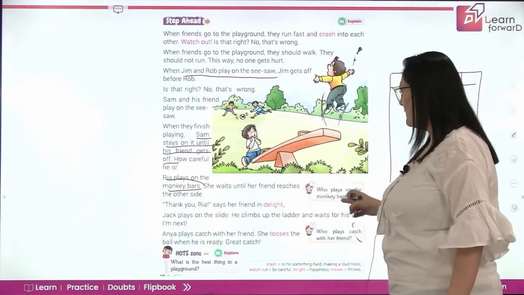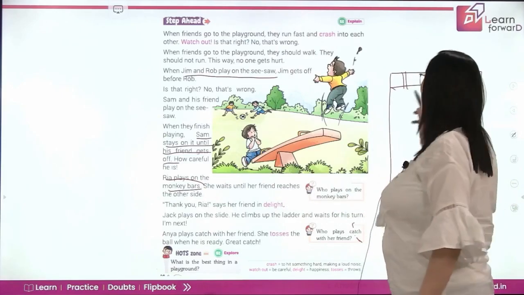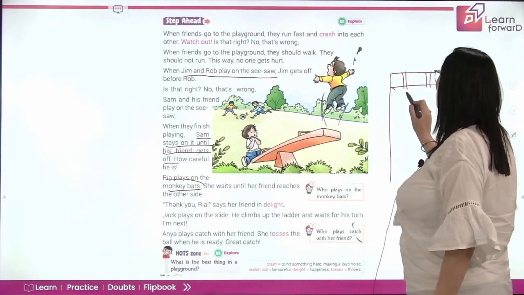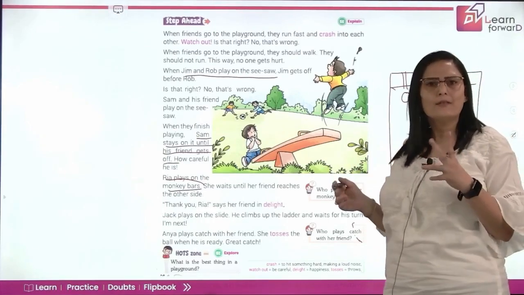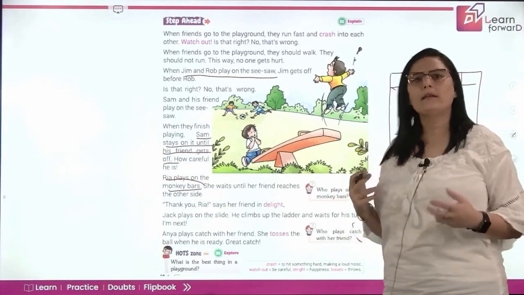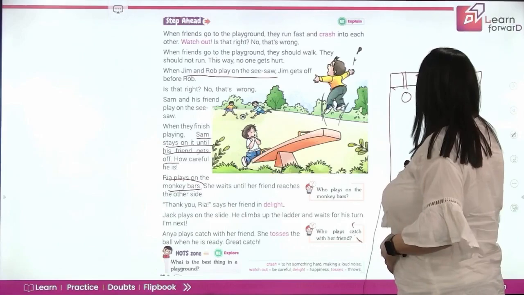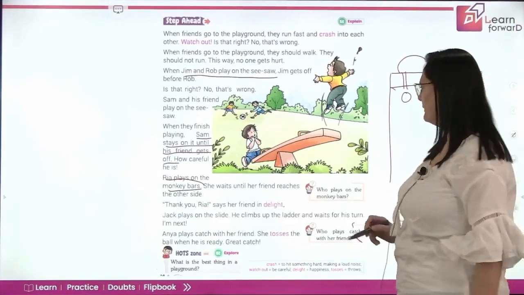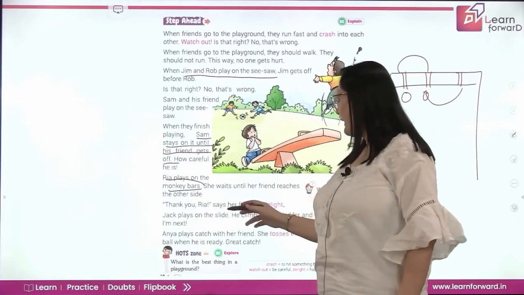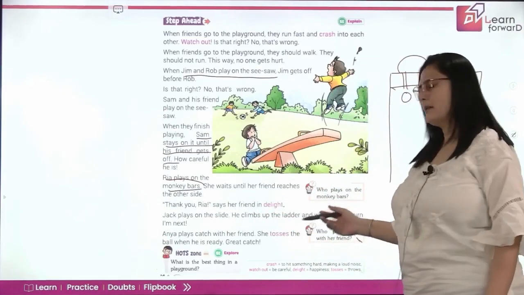She waits until her friend reaches the other side. Now see, if there are 3 bars and you are here, your friend is here, again you might hit each other and you might get interrupted. So let this one reach here and then you can come here so that you don't get hurt. Thank you, Ria, says her friend in delight. Delight is happy.